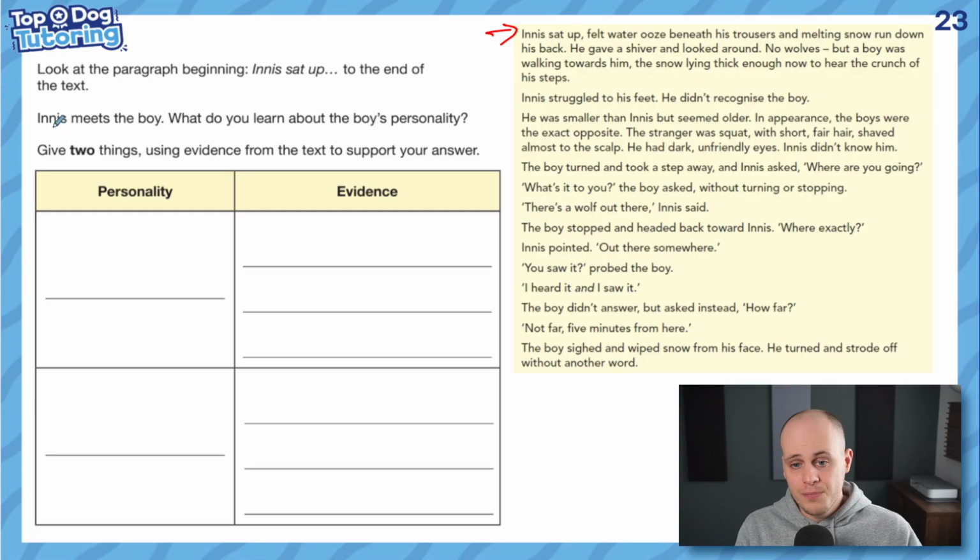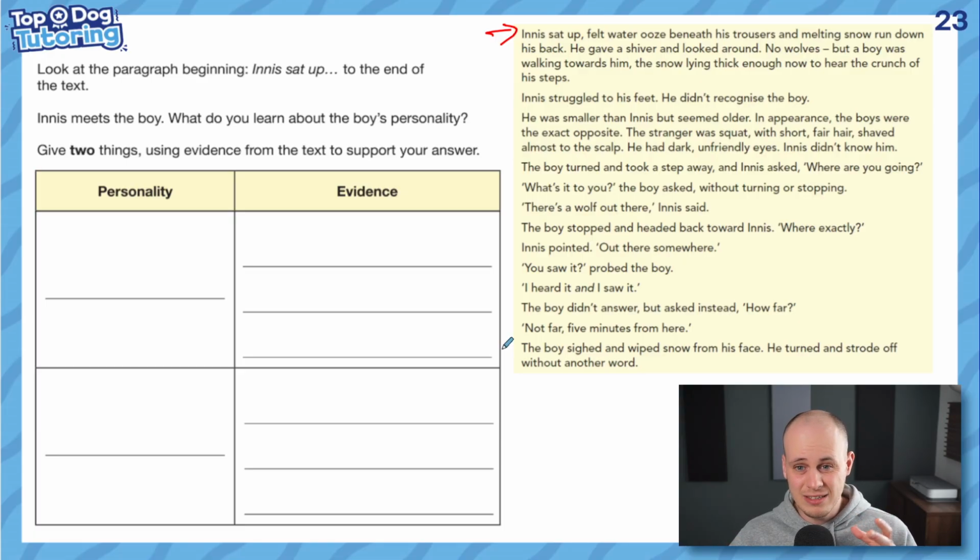And then the question says, Innes meets the boy. So Innes is clearly our main character. What do you learn about the boy's personality? So we've got this much text to meet this boy and learn about his personality. And think about that. What does that actually mean? Like, what is someone's personality? How do you know what someone's personality is? Is it by the way they look?